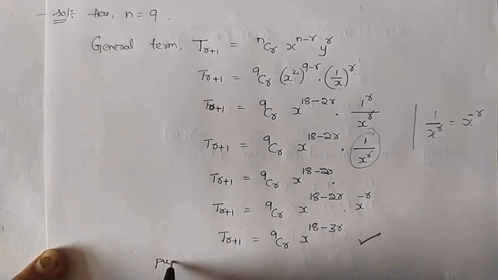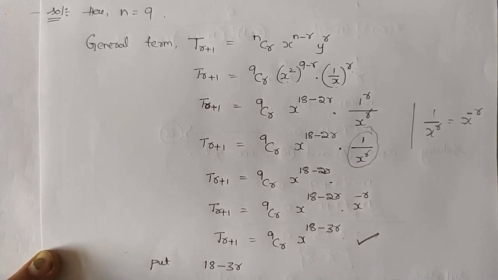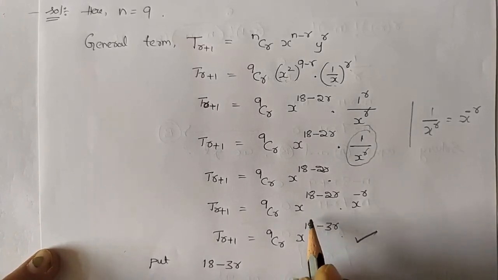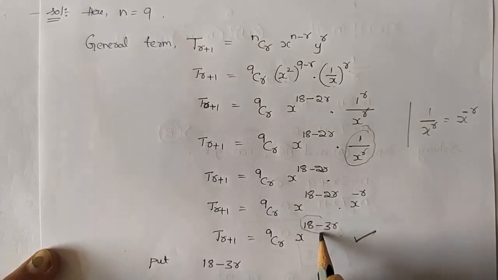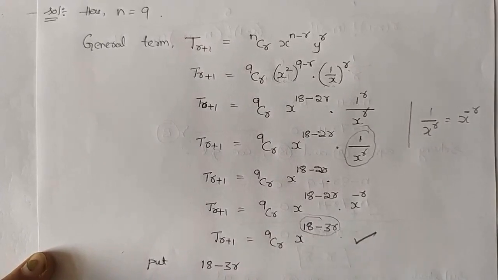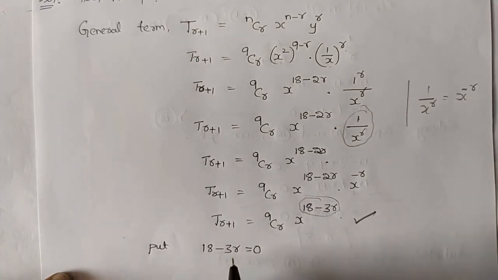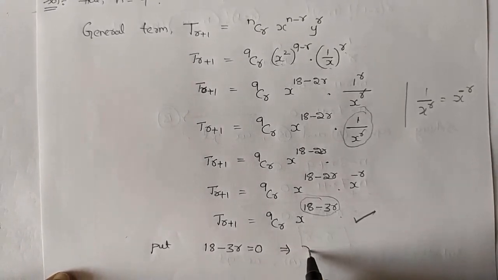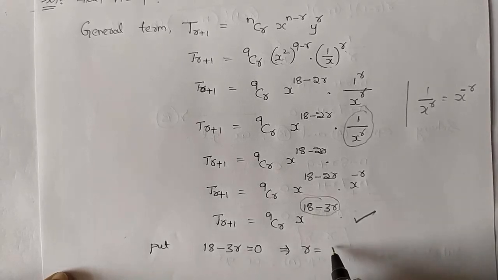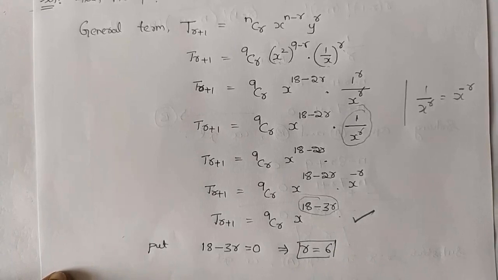Put the x power, 18 minus 3r, equals to 0. I already told you in the previous classes, we have solved two questions related to this kind of question. 18 minus 3r equals to 0. We have to equate the x power equals to 0. Then if we solve 18 minus 3r equals 0, finally we will get r equals 6.